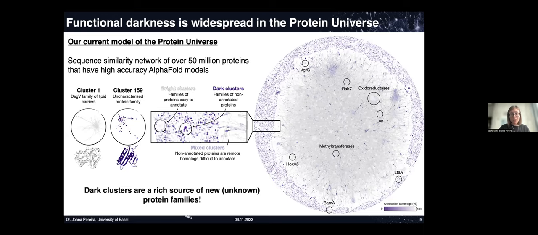And what we also saw from this network is that it's actually a rich source of new and unknown protein families. We found a really large number of clusters where everything is purple, everything is dark.